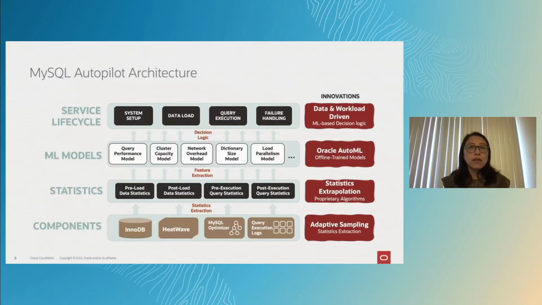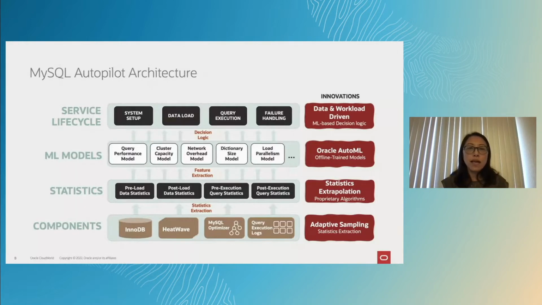So here is the MySQL Autopilot architecture. We collect all different statistics from the HeatWave service. That includes the statistics from MySQL InnoDB, the HeatWave cluster, MySQL Optimizer, and all the statistics during query execution. And we do this by doing adaptive sampling, which allows us to quickly get all the information that we need without scanning all of the data that is there.